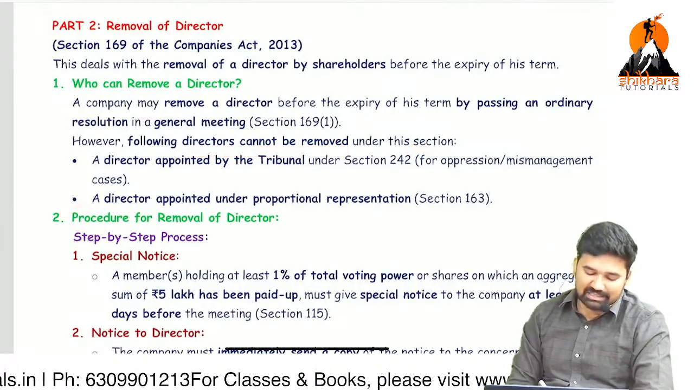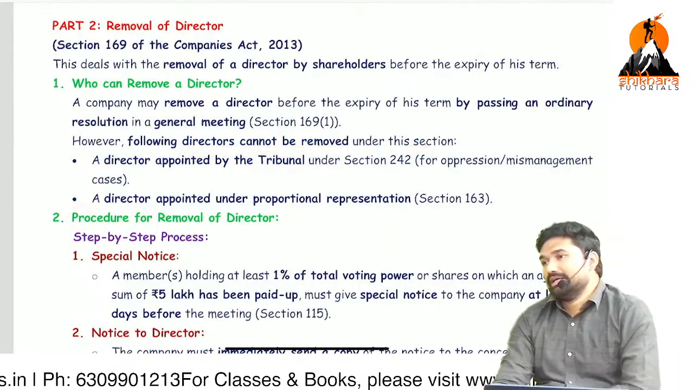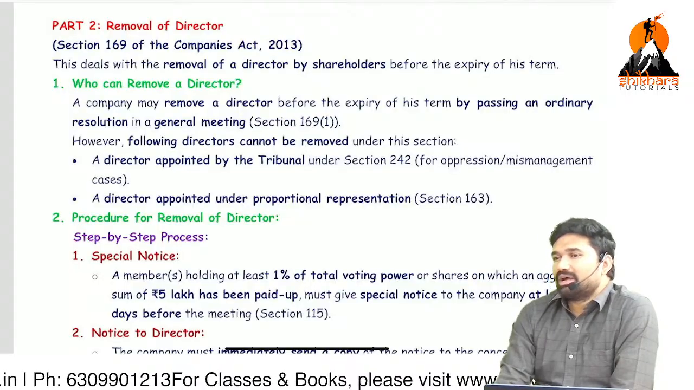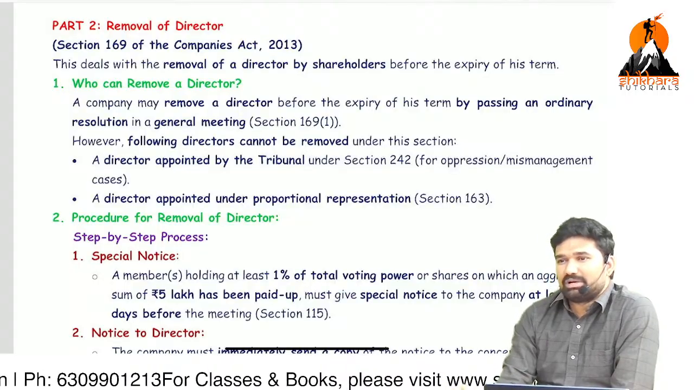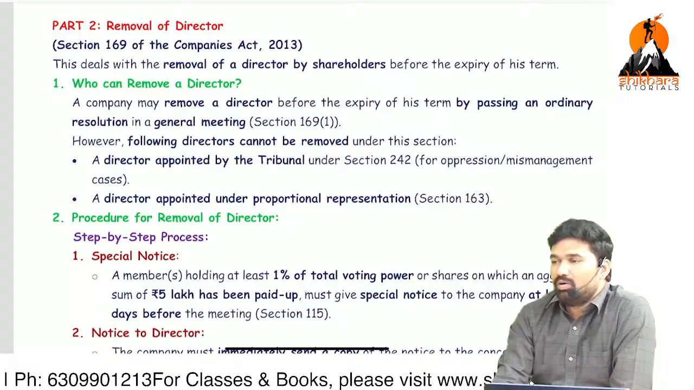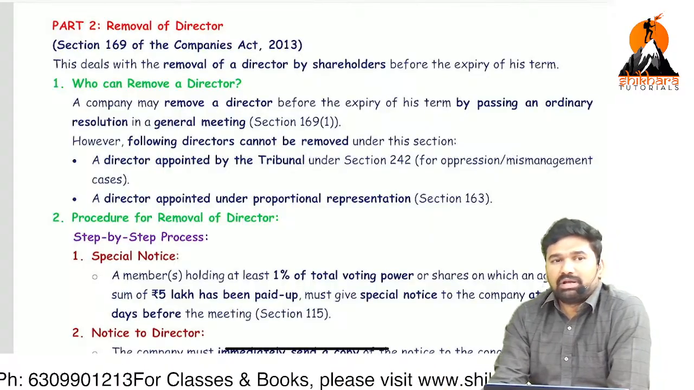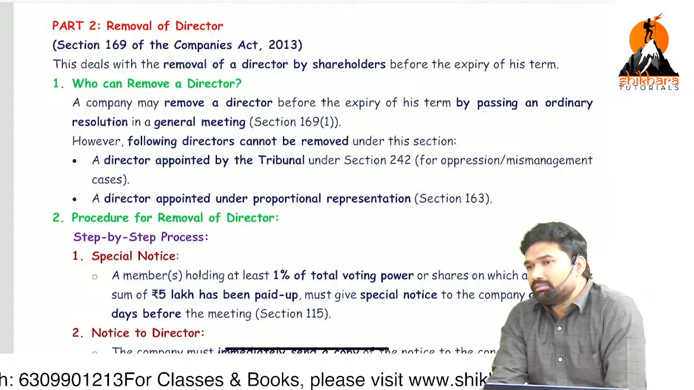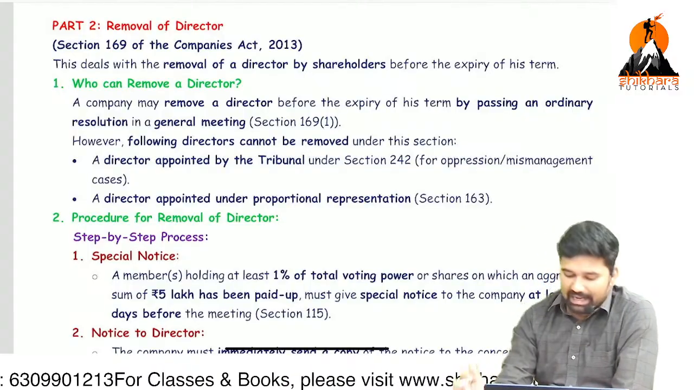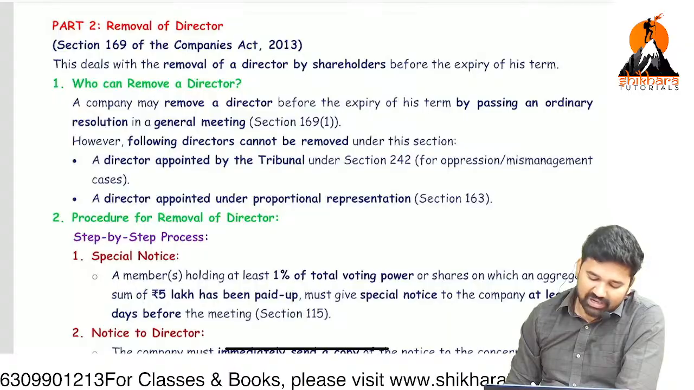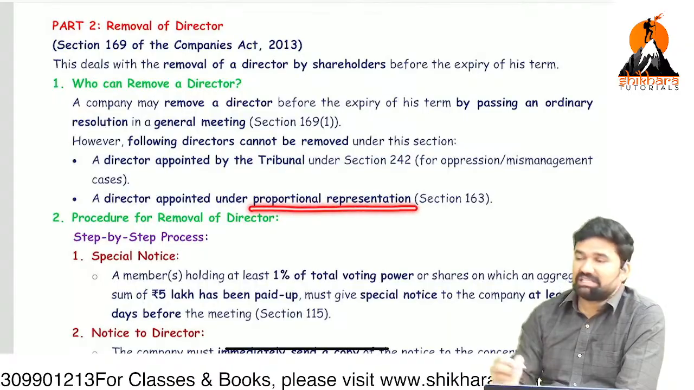First of all, directors appointed by the tribunal. If a director is appointed by a court or tribunal, there must be a purpose, right? Then how can you remove that person? That is why, who has the appointing authority? Tribunal, right? Who can remove it? Tribunal. And next one, director appointed under proportional representation.